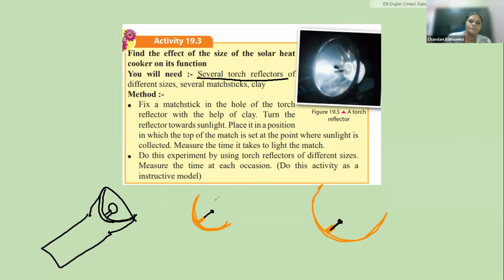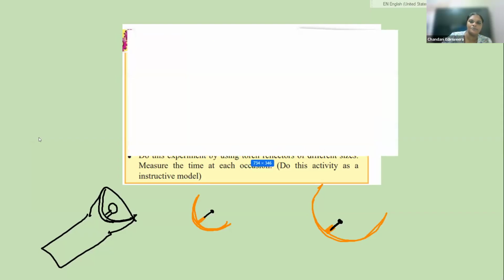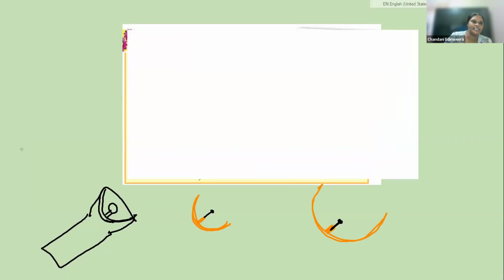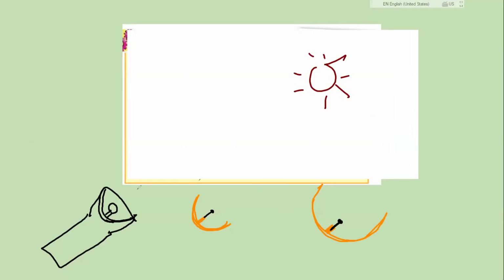Fix a matchstick here, and expose both reflectors to the sun. Right, now the two reflectors are there. To both we are fixing some matchsticks here and exposing them to the sun here. Now, which matchstick lights up faster? Second one, madam. B, madam. B lights up faster than A because in this one the surface area is bigger. I think you can understand it.